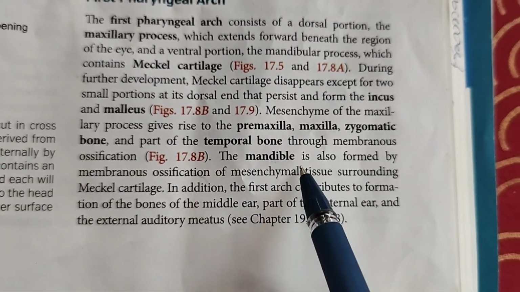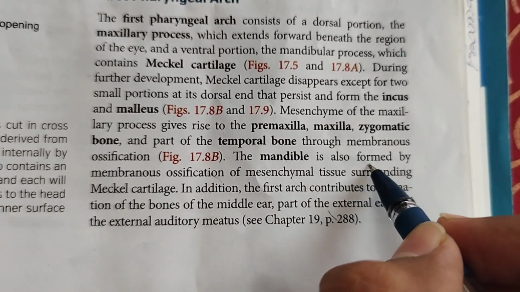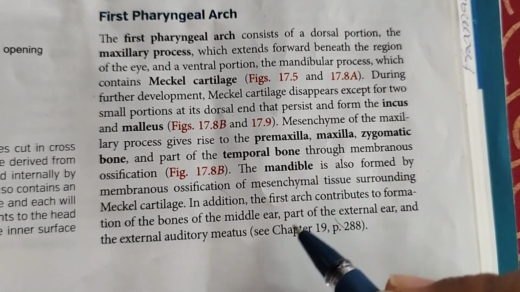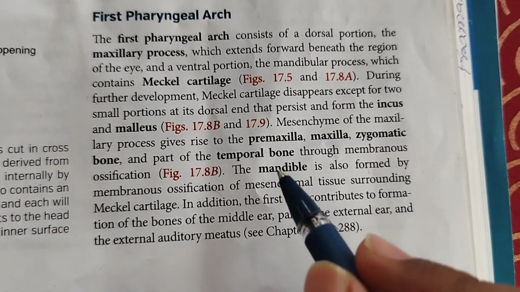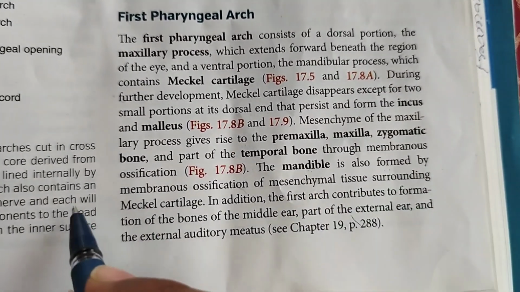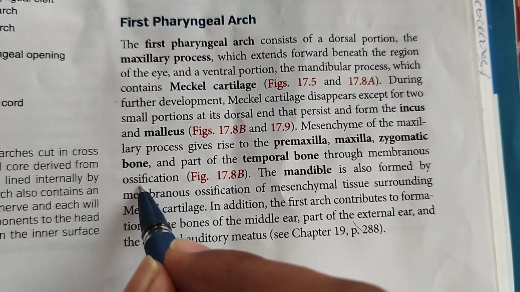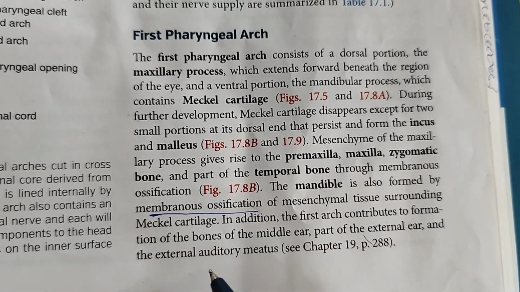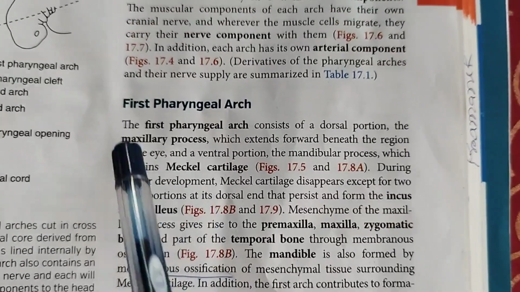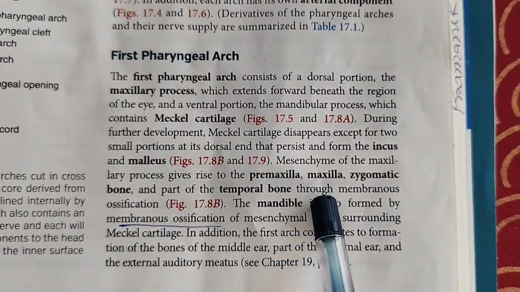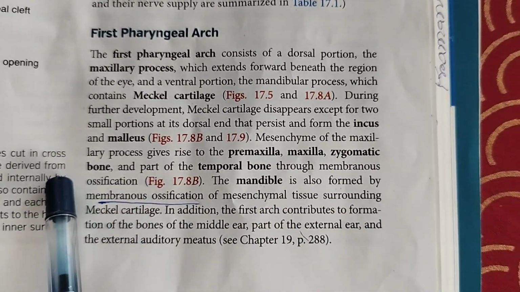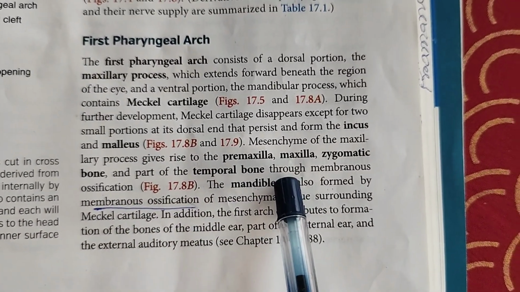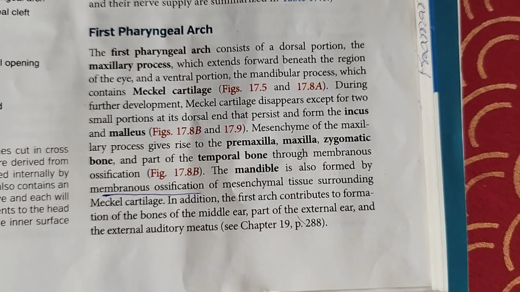So, the bones that are developed from the first pharyngeal arch are obviously developing from its mesenchymal core. So, all this bone formation, or ossification, is by membranous ossification. The bones developing from the first arch, maxilla, zygomatic bone, some part of temporal bone, and mandible, are by membranous ossification.